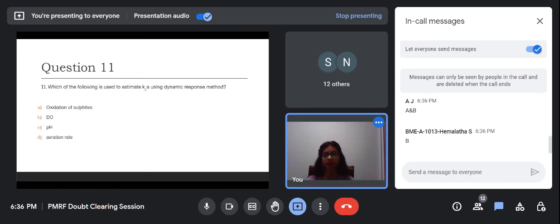Now moving on to question number 11, and this is the last question for today. Which of the following is used to estimate KLA using dynamic response method? So to determine KLA, what will you measure? Oxidation of sulfides, dissolved oxygen, pH, or aeration rate? So what do you think is the correct answer?